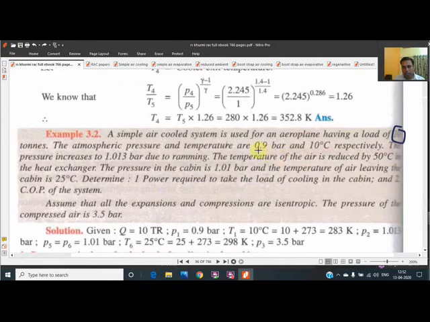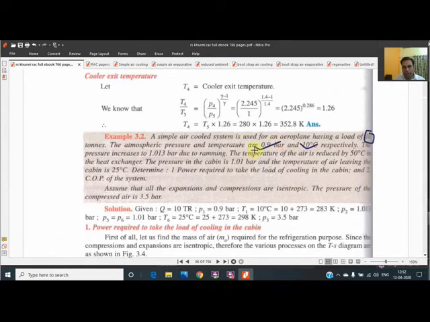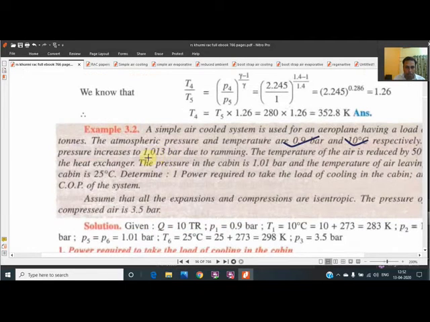0.9 is the atmospheric condition, that is P1 and T1. P and T at this point they have given. And pressure increases by ramming they have given, because free of cost the pressure has increased to 1.013 bar. If we stop a moving thing, automatically the pressure will rise. They have shown that to you over here.